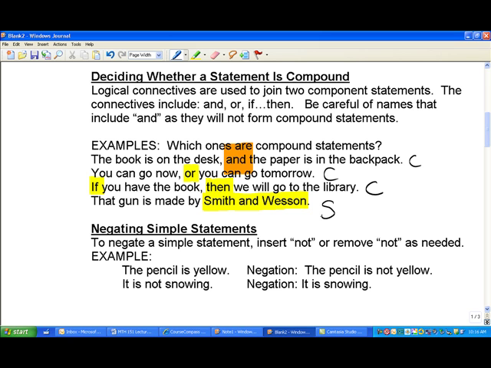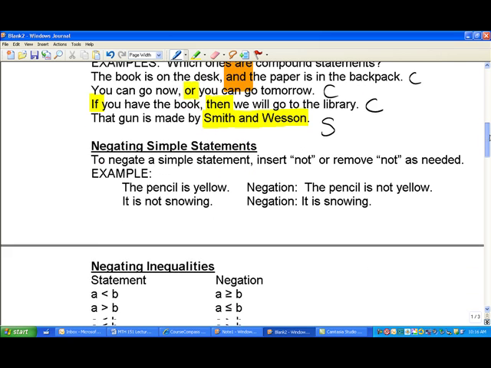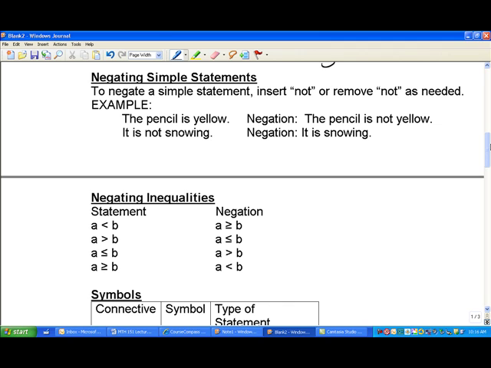Okay, now let's move on to negating simple statements. Basically, to negate a simple statement, we either insert not or remove the word not as needed. For example, if you have the statement, the pencil is yellow, the negation would be the pencil is not yellow. If we have the statement, it is not snowing, the negation would be it is snowing. Okay, so it is not snowing becomes it is snowing.